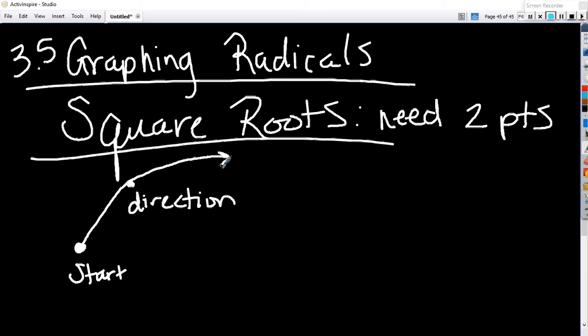What it is, it's really like half of a parabola turned on its side. It could also be, I'm going to call this D for direction, down like that, depending on if that A in front is positive or negative. This is actually the inverse of a quadratic.